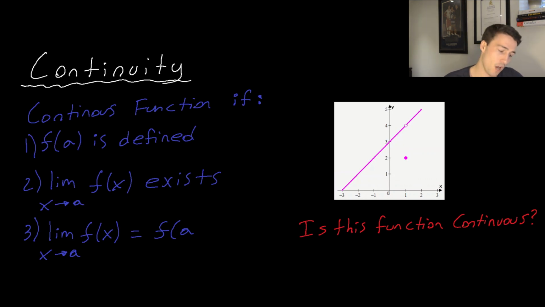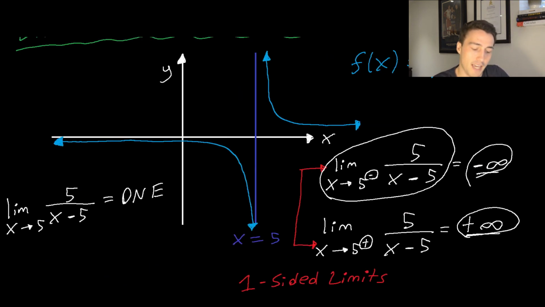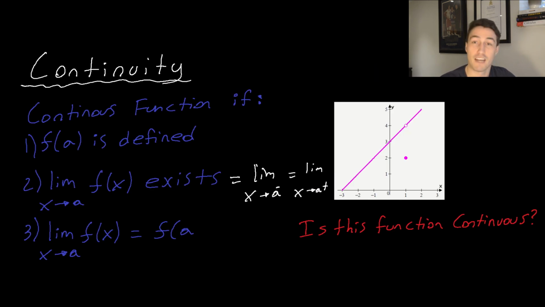So here, a function is continuous if f of a is defined, so f of the value we're looking for is defined, and then the limit of f of x exists as x goes to a. The way we check that is we say the limit as x goes to a from the left equals the limit as x goes to a from the right. In the previous example, that was not the case, right? We had a negative infinity and a positive infinity. So that means that the limit at that value does not exist. So that's how we check to see if that limit exists.